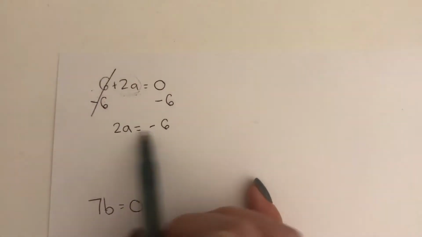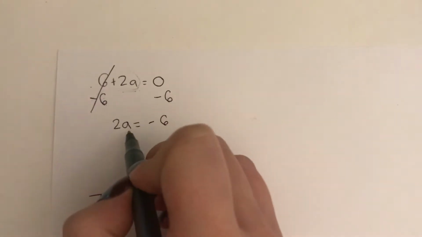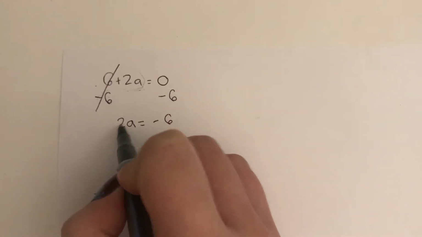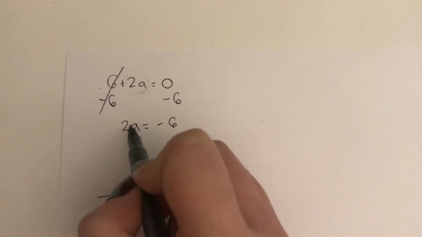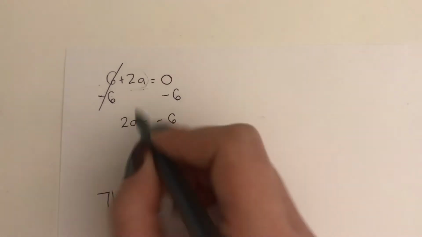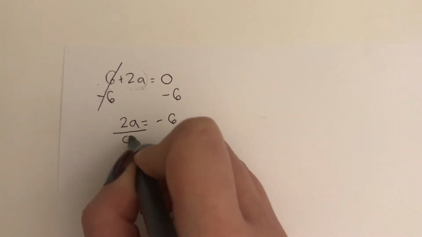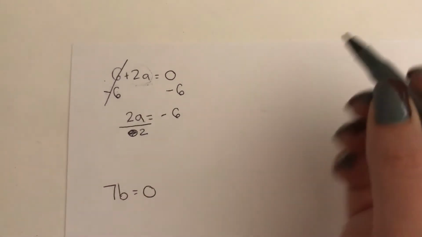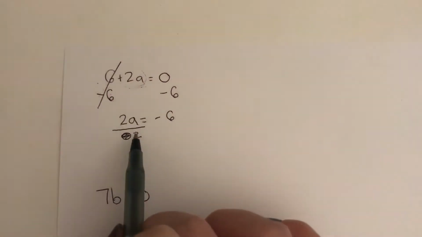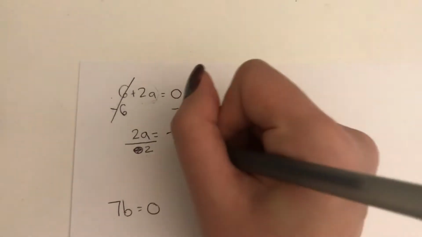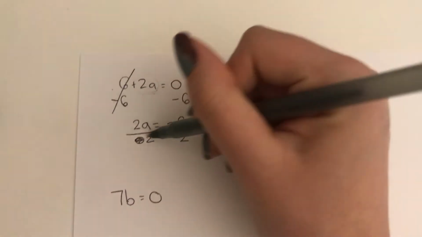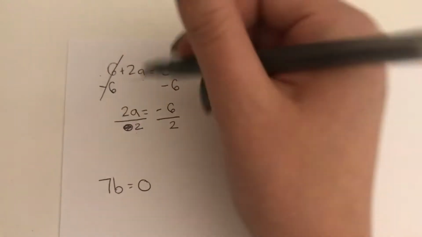My last step, so this was a two-step equation, is, if I currently have 2 times a, then I need to use the opposite function. So instead of multiplying by 2, I'm now going to divide by 2. Sorry, I almost wrote a there, but we're dividing by 2. And what I do to one side of the equation, I must do to both sides. So if I'm dividing this side by 2, I'm dividing this side by 2 as well.